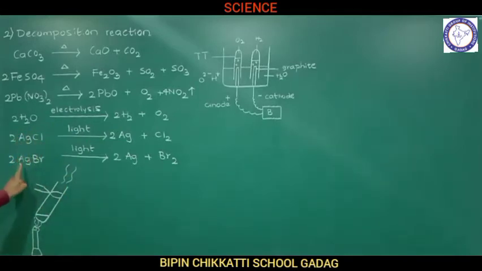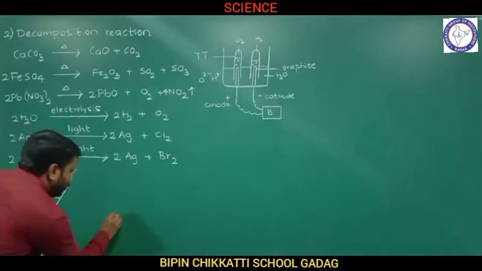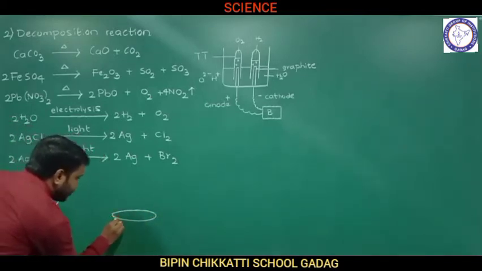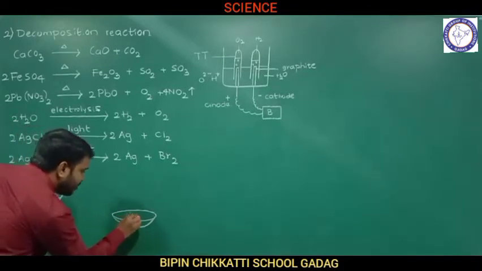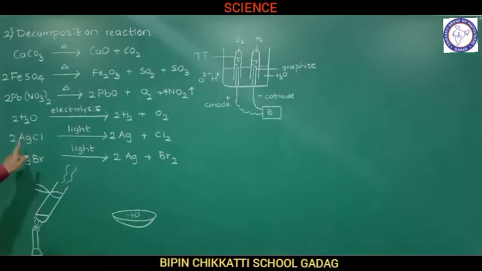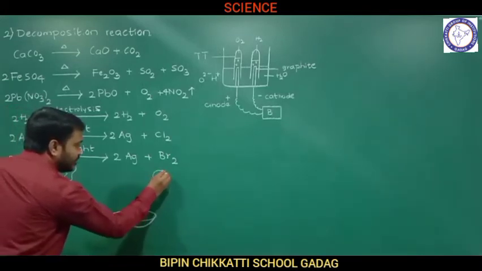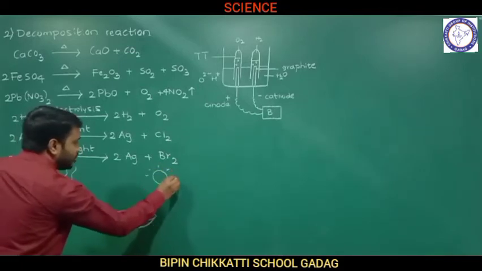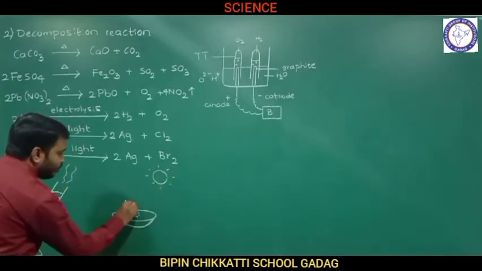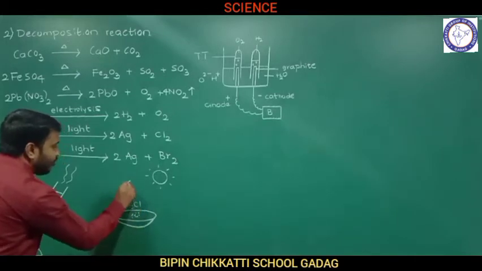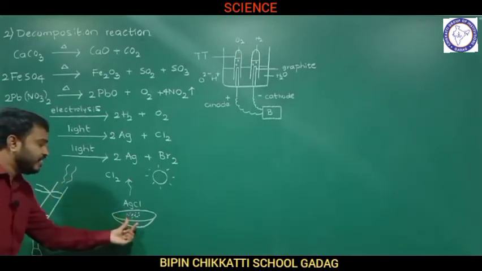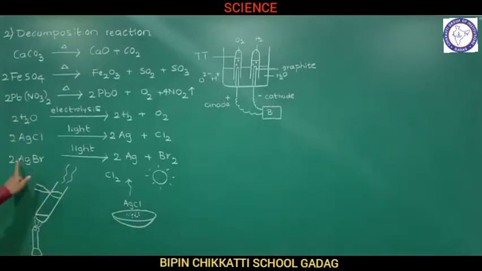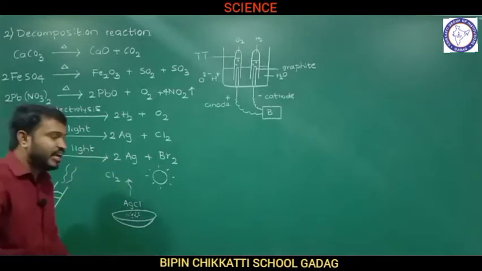Silver chloride and silver bromide. Consider a watch glass, and place silver chloride or silver bromide in it, in the presence of sunlight. From this silver chloride we get chlorine gas. Chlorine gas is released, whereas silver remains in the watch glass itself. Similarly, for silver bromide, bromine gas is released.